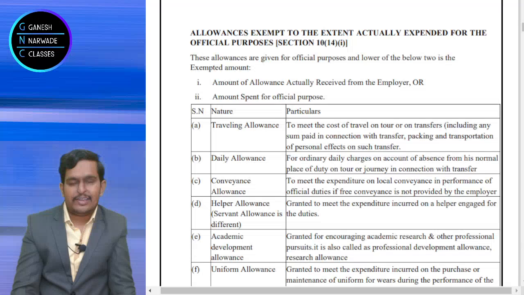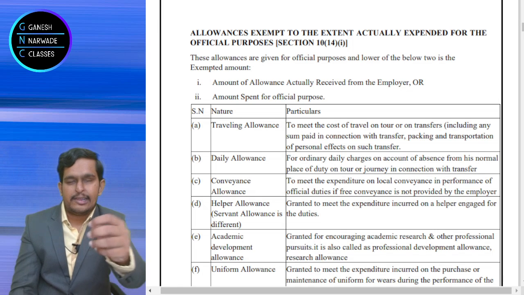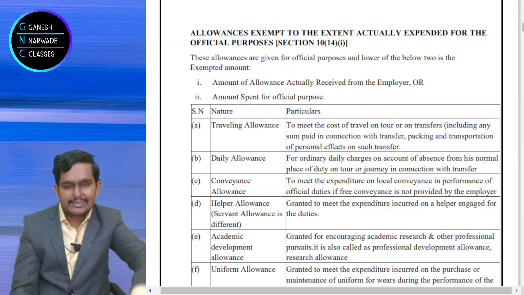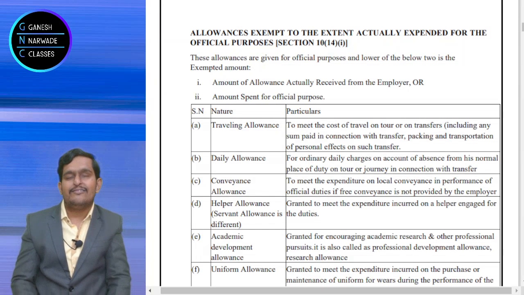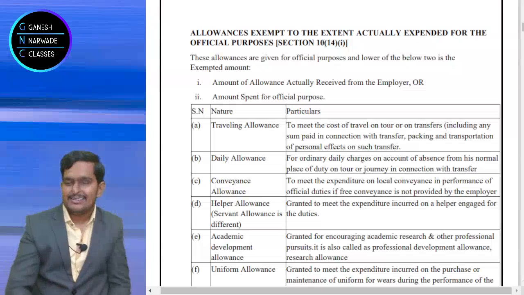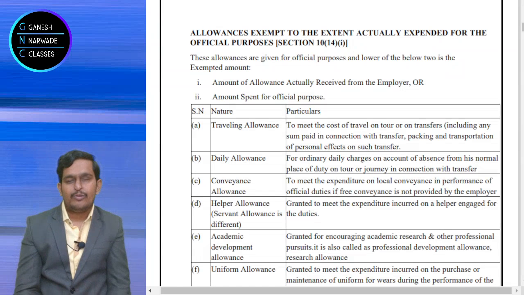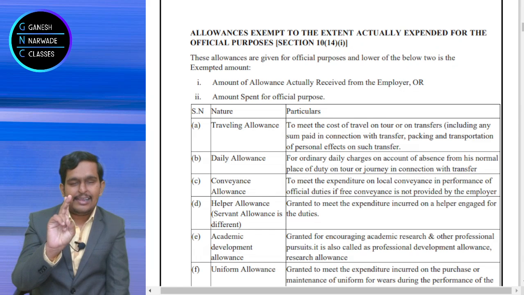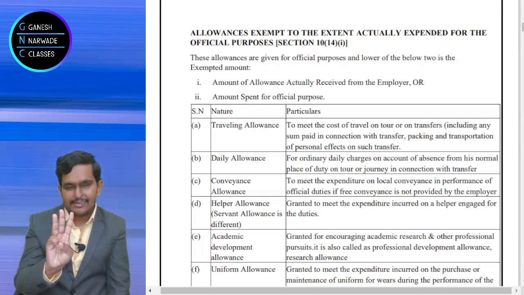So whatever, when you travel there, some payment is given by your boss to you. Okay, you take this 300 rupees for your travel. Within the city we call it conveyance allowance. If it is within the city, what will we call it? Conveyance allowance. So we discussed traveling, daily and conveyance.